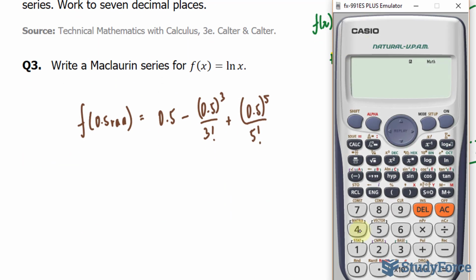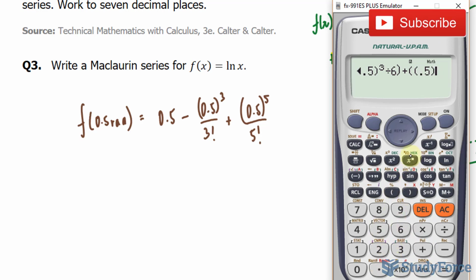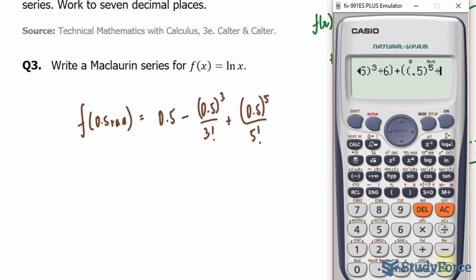Using my calculator, 0.5 minus 0.5 to the power of 3 divided by 3 factorial, which we know is 6. I'll close the bracket. Plus, once again, 0.5 to the power of 5, all divided by 5 factorial. We'll write down 5 and then shift this button. We'll end up with 0.479427. They want it to 7 decimal places. So everything after this 0 is insignificant. This 8, 3, and 3 will be truncated.